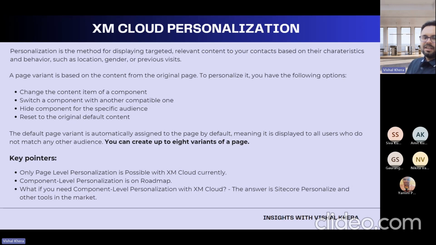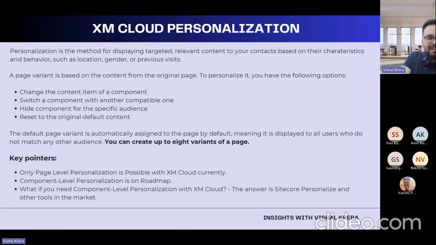And if none of the criteria are met by the personalization rule, then the default variant will be displayed to the other users. Which means if I set up a rule for the North America region, like show this component to the North America region, then for others, the default version will be displayed. So we always have a default version of a page, and we can create other versions as well. I will demo this.